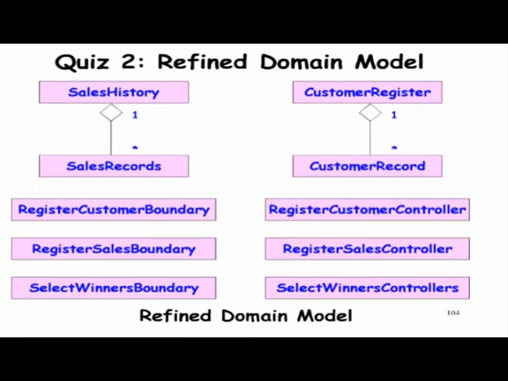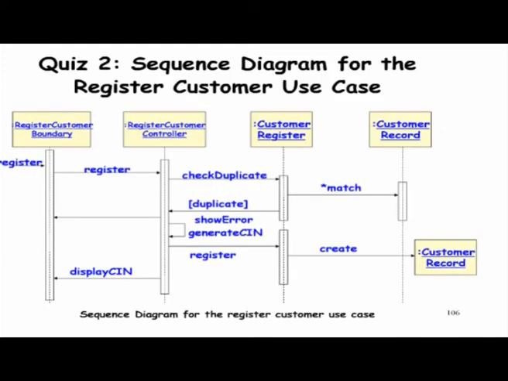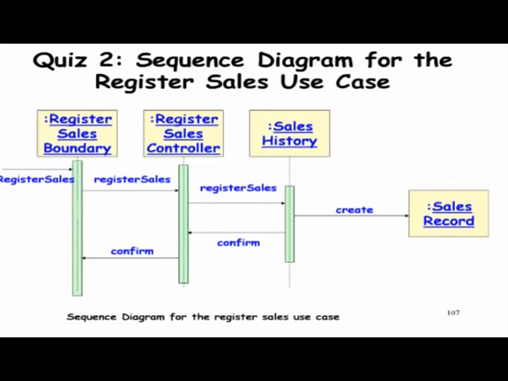Or if there are too many classes, you would have to use the CRC cards. Based on this, you should be able to come up with such a sequence diagram. For each use case, we come up with a sequence diagram. There are 3 use cases, so we'll have 3 sequence diagrams. This is the second sequence diagram, for register customer. And then there is one more use case, which is register sales.